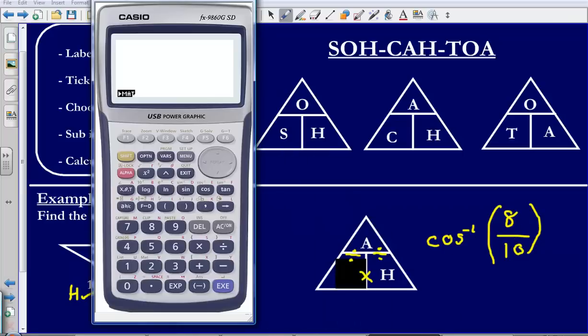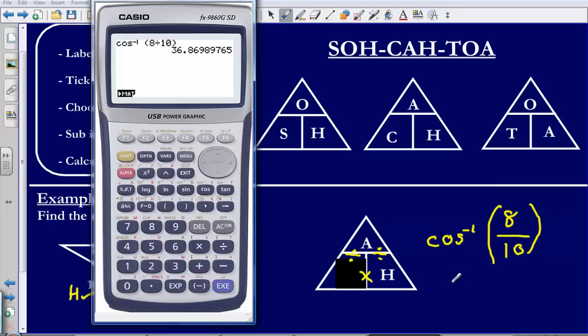So typing that into the calculator, we get the inverse of cos by clicking on Shift and cos. So we can see that's brought up there. Then we put it in brackets, 8 divided by 10. And that gives us an answer of 36.869896765. We'll just give that to the nearest degree.